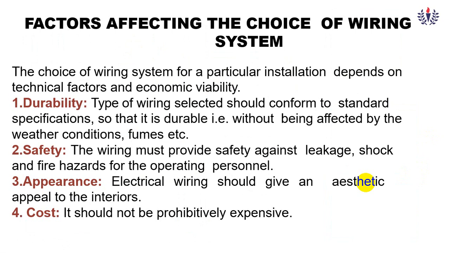So what are the factors affecting the choice of wiring system? What are all the factors to be considered? The first one is durability. The type of wiring selected should conform to standard specification, so that it is durable without being affected by weather conditions. So it should be standard. We should not use the normal twisted cable wires you might have seen, generally in junction boxes and all. It is otherwise known as silk wires, and we should not use that. It is not safe. So it should be durable.